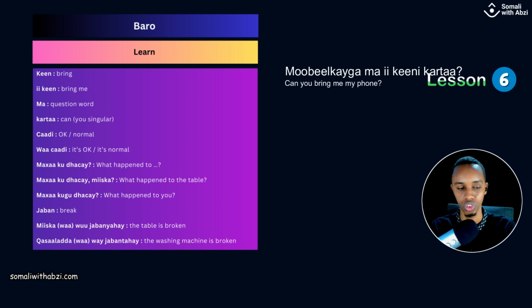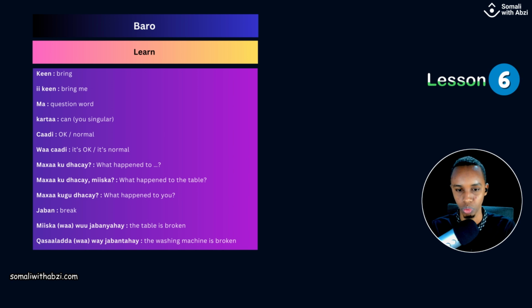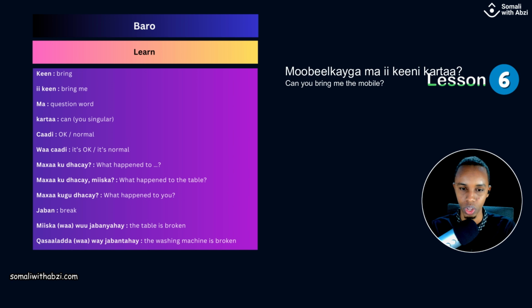Yeah, so it's not always necessary to say it like that. You can just tell them. That's fine in Somali. So the next one, ma, is a question word. We say, can you bring me, or maybe, does Abdi. All those we start with the question word ma, even though we start the sentence with the noun first. For example, if you're going to say, can you bring me the mobile? Start with the mobile. Mobilka, then the question word ma, then ii, then keeni kartaa.